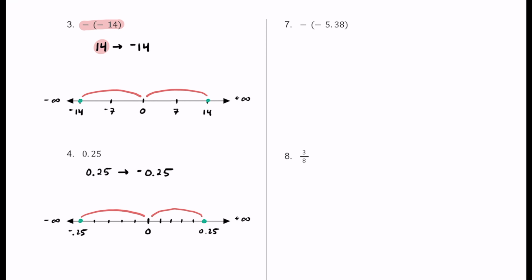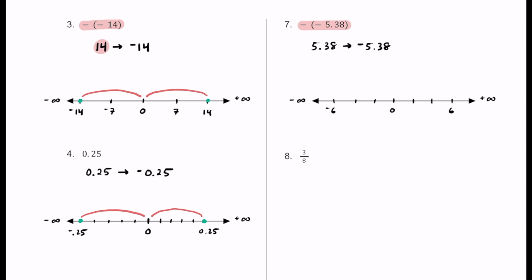For number 7, we have the opposite of 5.38. That's really the same thing as just 5.38 or 5 38/100. The opposite of that is going to be negative 5.38. On a number line, let's go ahead and put 0 in the middle. Then I'll go maybe 2, then 4, then 6. And then I'll go in the negative direction, negative 2, negative 4, negative 6.